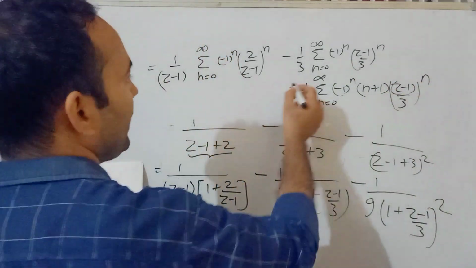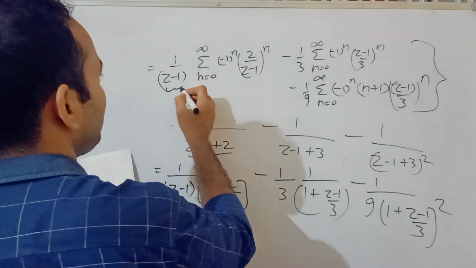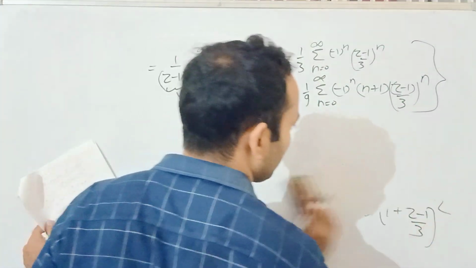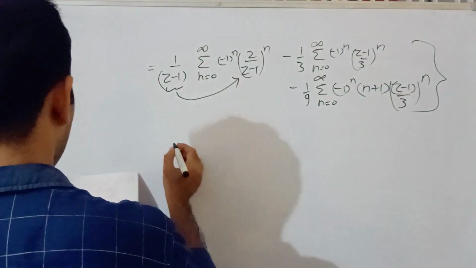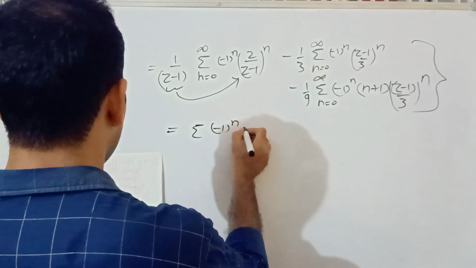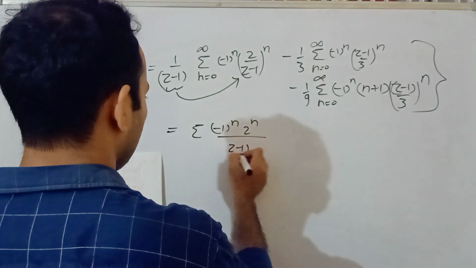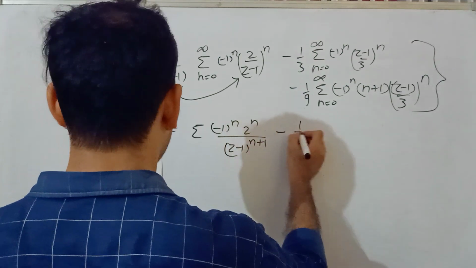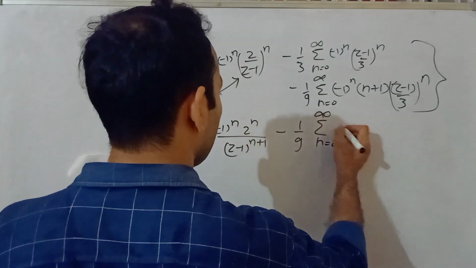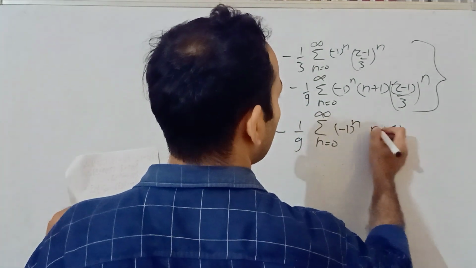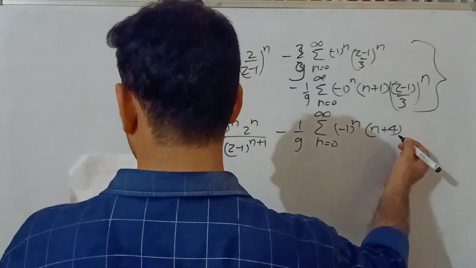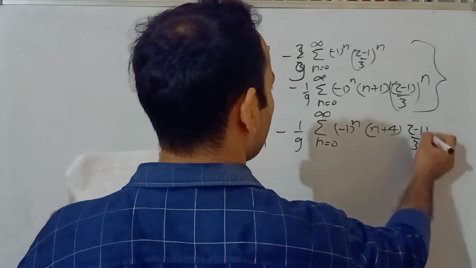Alright. So just add these two series and multiply this inside. What you will get? You will get the following: sigma minus 1 to the power n, 2 to the power n upon (z minus 1) to the power n plus 1, minus 1 by 9 sigma n equal to 0 to infinity, n plus 4, there would be 3 by 9 you can write, so this would be n plus 4, right, into (z minus 1) by 3 to the power n.